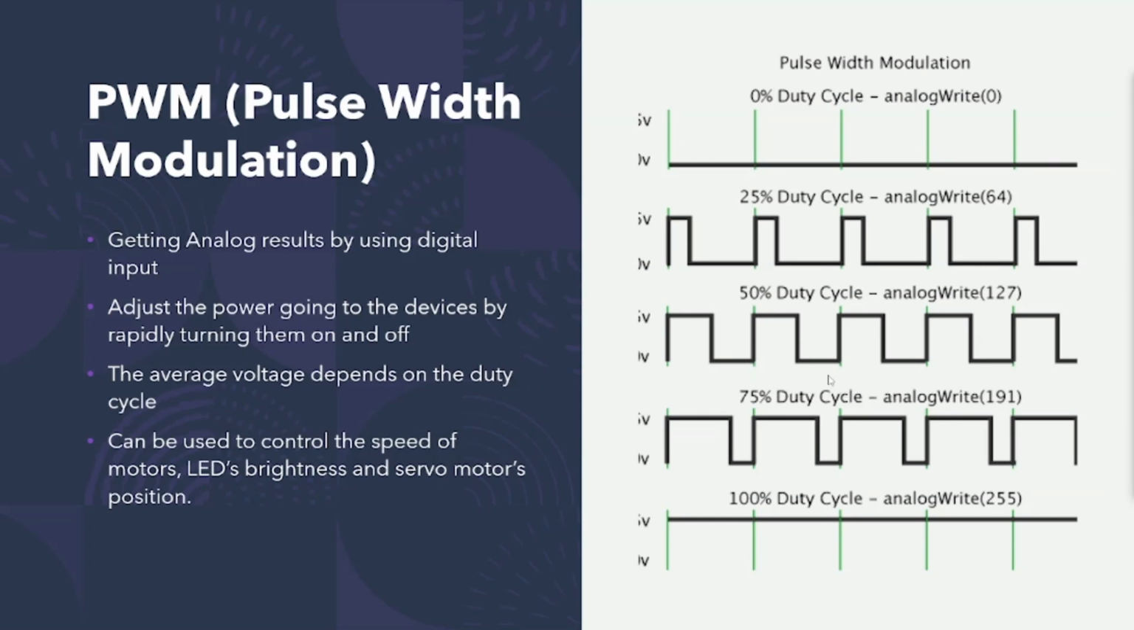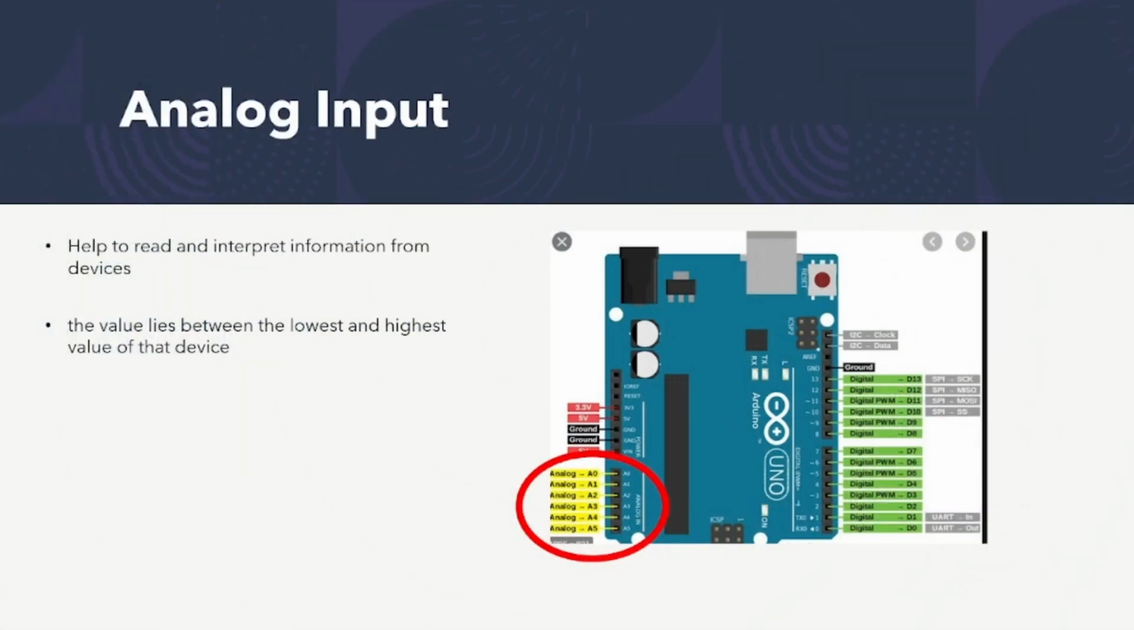So for now, let's move on to analog input. Analog input helps us read and interpret information that can be anywhere between the lowest and the highest value of the device. It's useful when we want to work with sensors or devices that give us continuous information, like temperature or the position of a potentiometer.